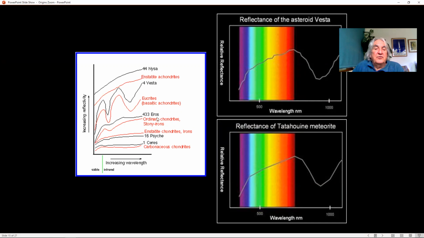4 Vesta, as well as Diogenites, has got the same reflective spectrum as basaltic achondrites. Okay. And so it goes under the Eros, Psyche, of course, is a metal one, and Ceres, you know. So Ceres has got the same reflective spectrum as carbonaceous chondrites, which is why, as I say, Ceres is classified as the type asteroid in the C group.